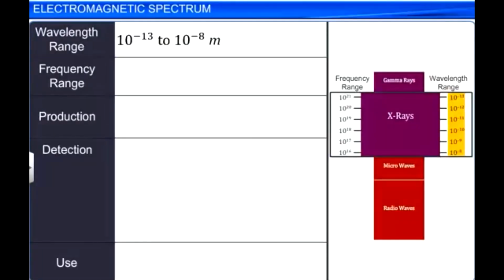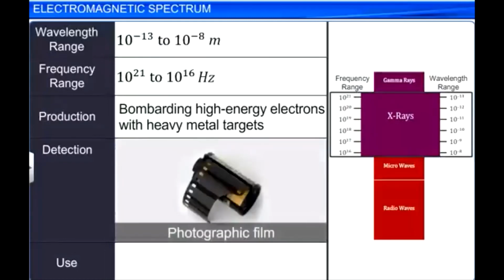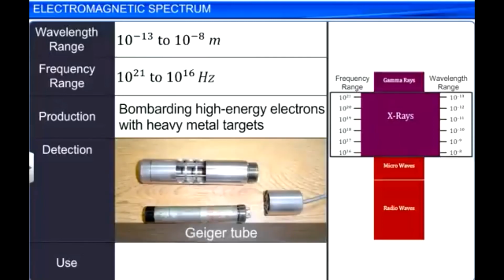The frequency is in the range of 10^21 Hz to 10^16 Hz. X-rays can be produced by bombarding high-energy electrons on heavy metal targets. They can be detected by photographic films, Geiger tubes, and ionization chambers.